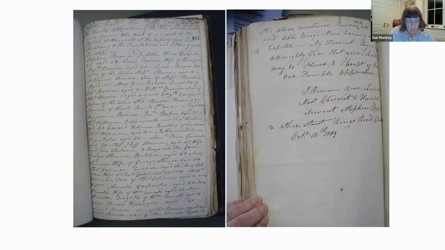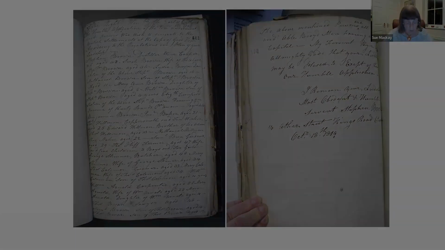Now, only Stephen and his wife and youngest son, William, actually sailed on the Weymouth, but many of the others mentioned went out later to join him.